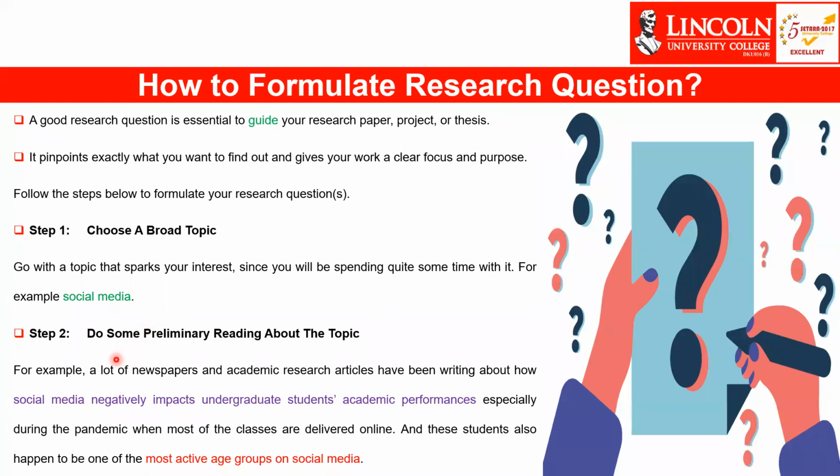So, for example, a lot of newspapers and academic research at school have been writing about how social media negatively impacts student academic performance, especially during the pandemic when most of the classes are delivered online. And these students also happen to be one of the most active age groups on social media. Okay, so this is some kind of finding regarding this particular topic that I've chosen.